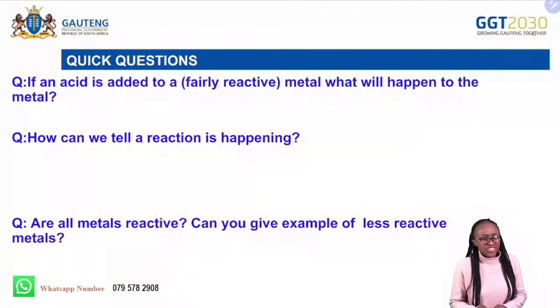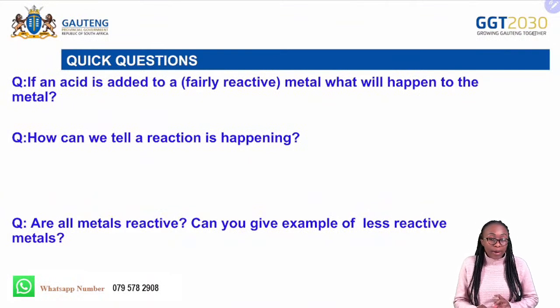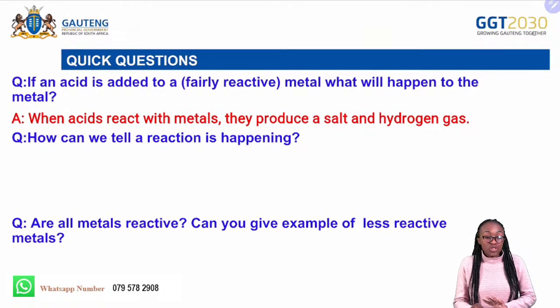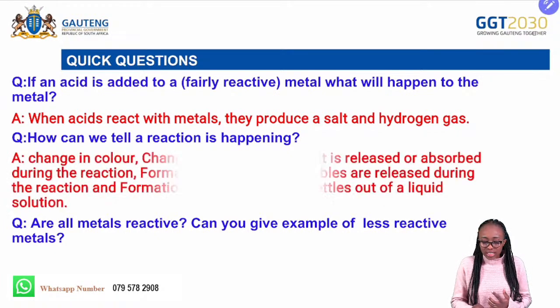So let's look at the solutions. The first question read, if an acid is added to a fairly reactive metal, what will happen to the metal? So the response is, when acids react with metals, they produce a salt and hydrogen gas. Remember from our general equation, the one in the previous slide? Yeah. Salt and hydrogen gas. So how can we tell that a reaction is happening?